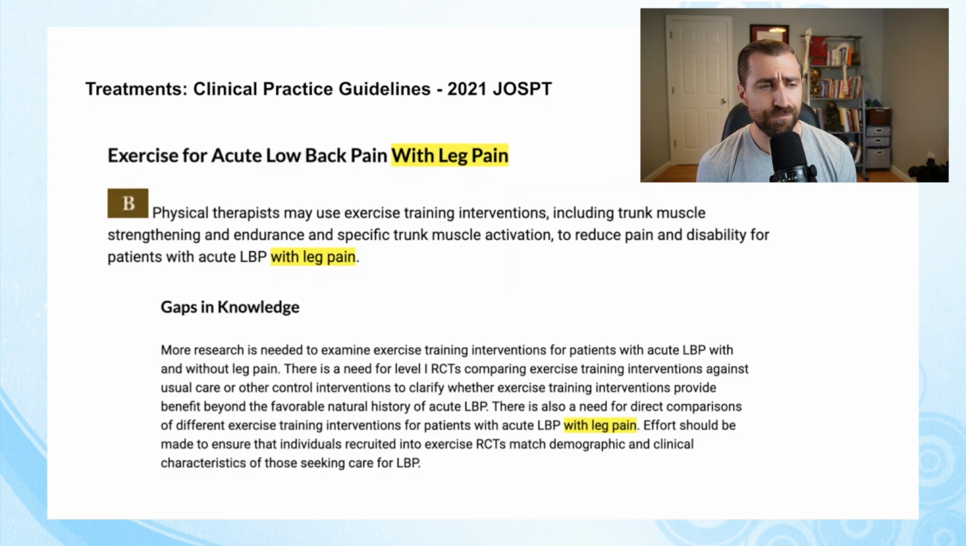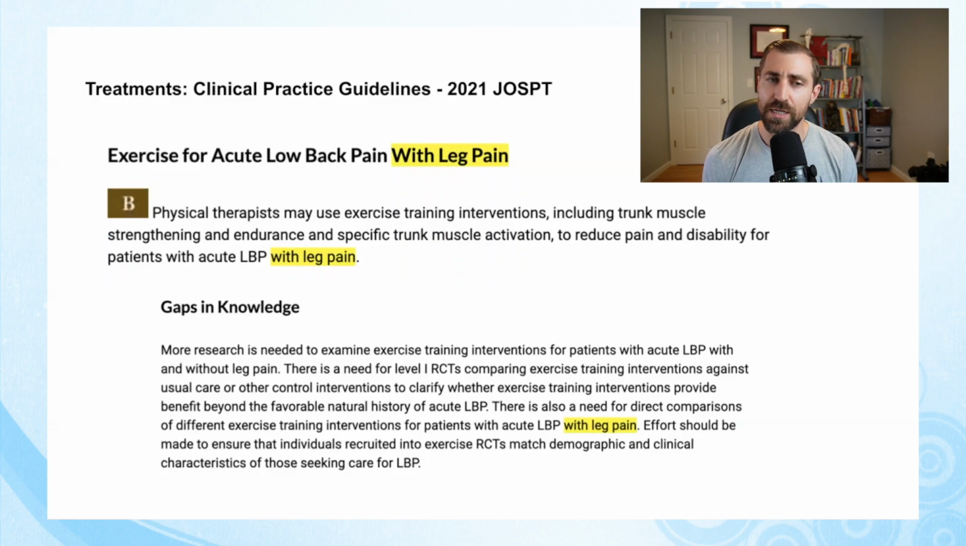I'm just going to read it to you. More research is needed to examine exercise training interventions for patients with acute low back pain with and without leg pain. There's a need for level 1 randomized controlled trials comparing exercise training interventions against usual care or other interventions to clarify whether exercise training interventions provide benefit beyond the favorable natural history of acute low back pain. So basically, we don't know if exercise is always better than doing nothing.